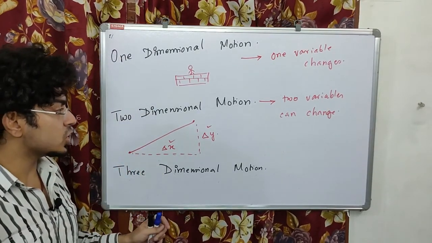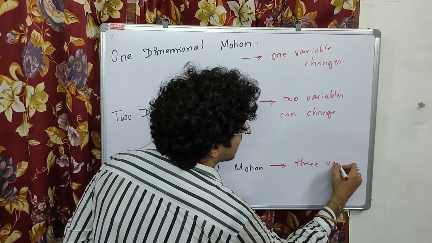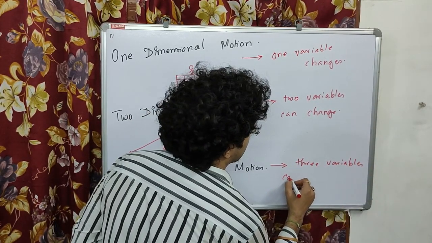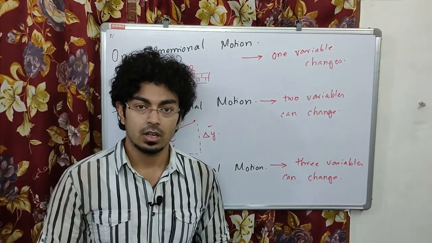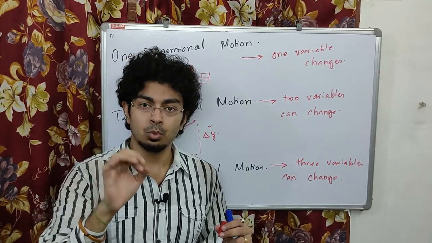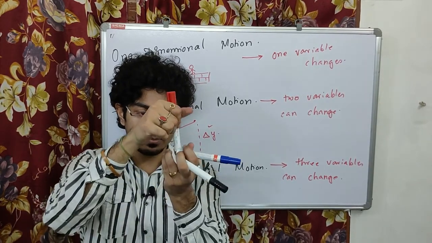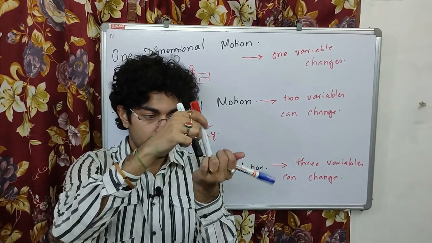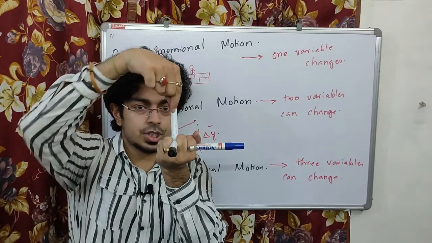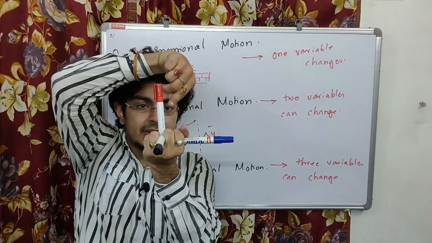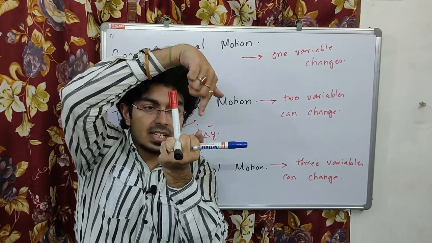Now to understand three-dimensional motion, you can guess it right. Three variables can change. Example of these three variables: think of a mosquito. It can move along the x direction. Now think of this coordinate system. A mosquito can move here, right? It can move in the x-axis, it can move in the y-axis, as well as it can move in the z-axis. So this is a three-dimensional motion.